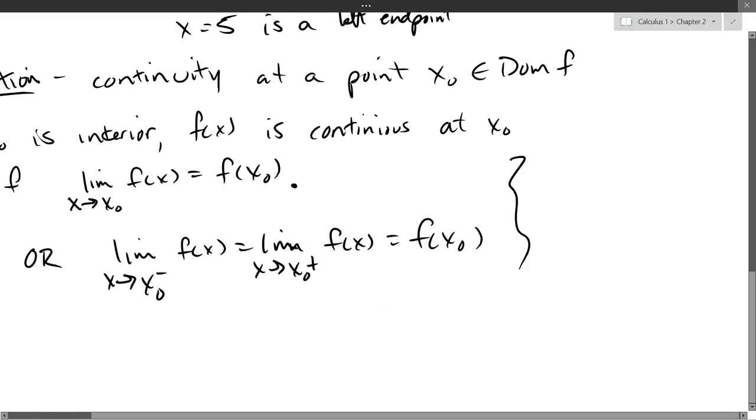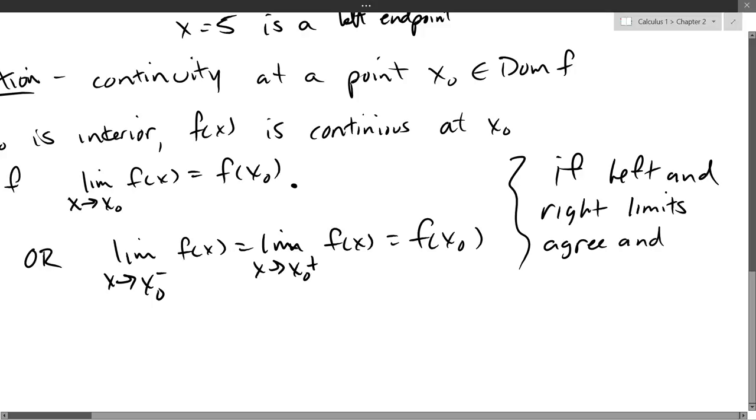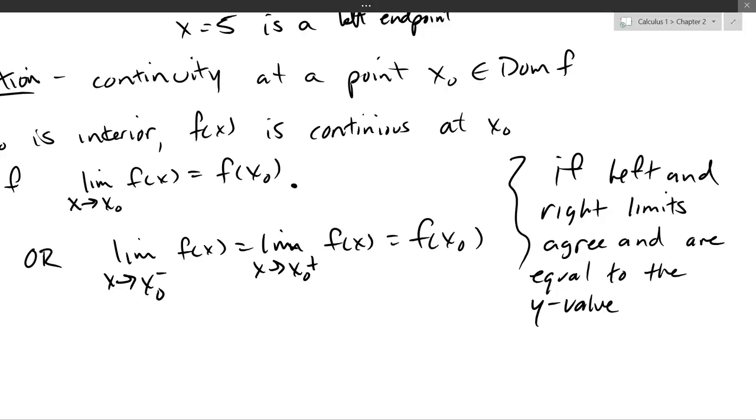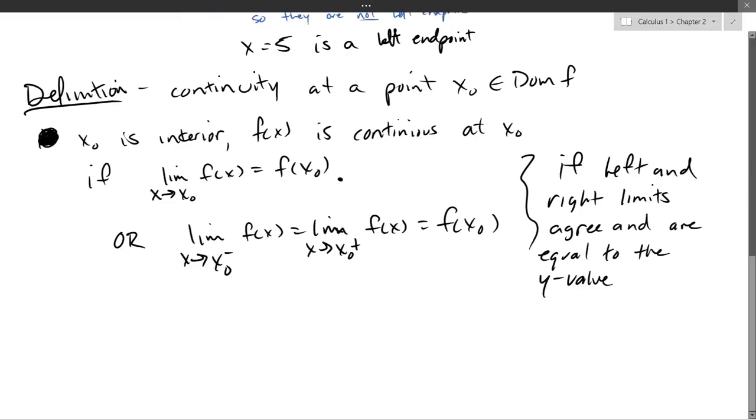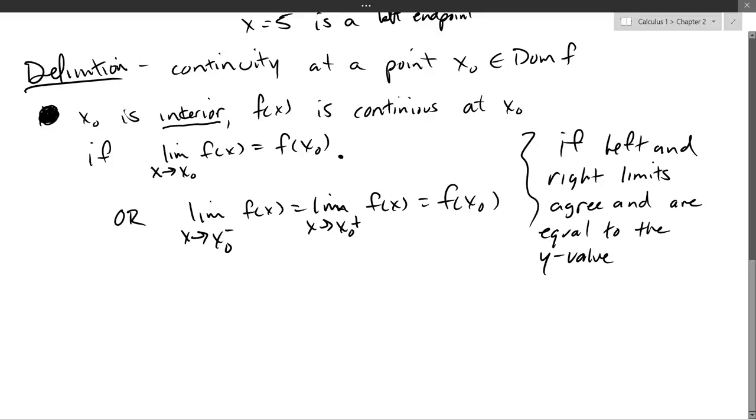So either way, you could summarize this and say, if left and right limits agree and are equal to the y value. So that's a nice way to summarize that. You've got to match up three things: left limit, right limit, and value. All have to match up. And then you can say we're continuous at that interior point. All right, so that was for an interior point.